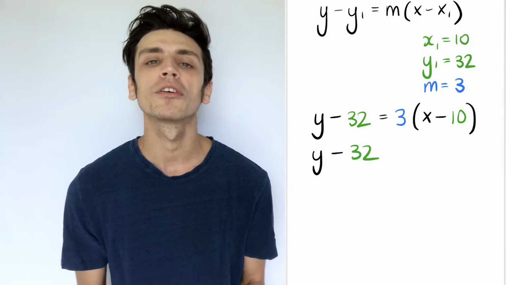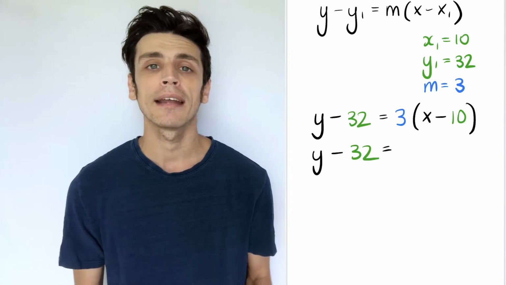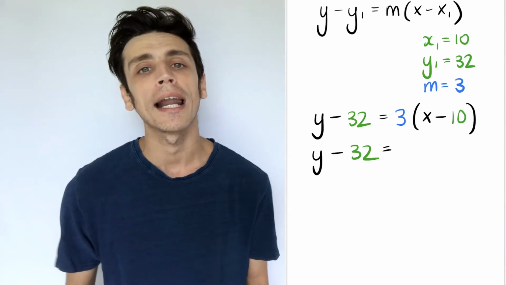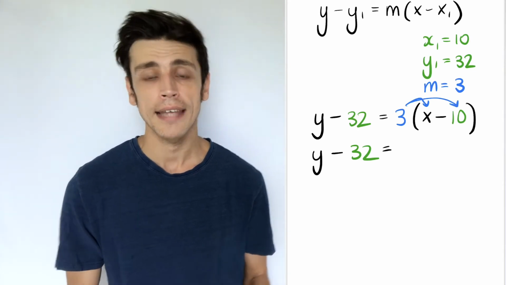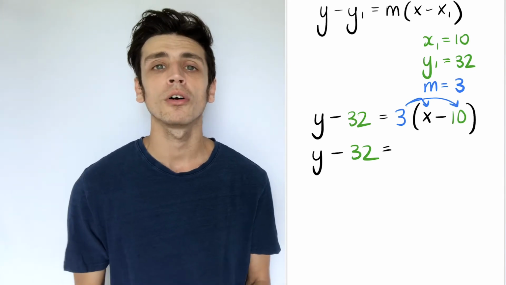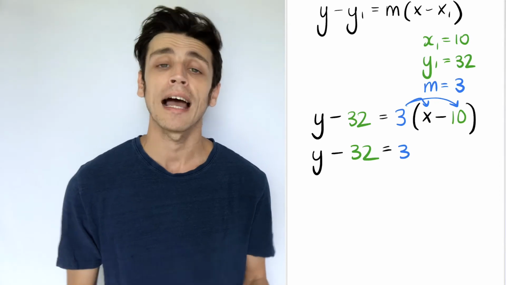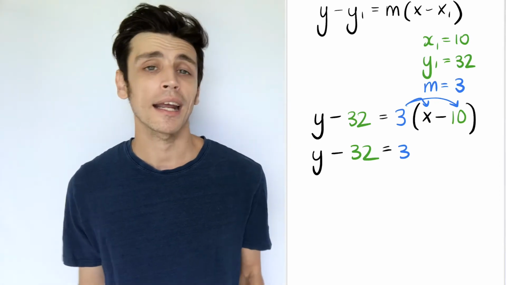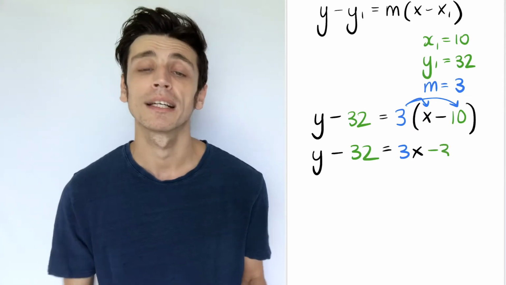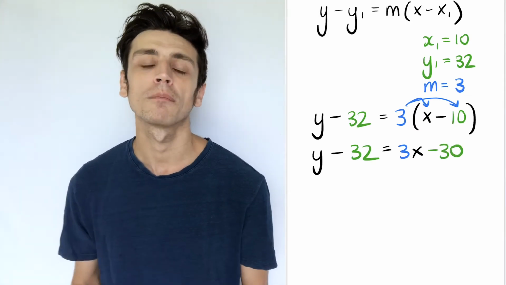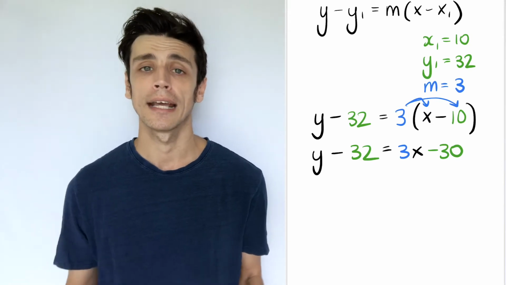So firstly what we'll do is expand the bracket that we have on the right hand side, which is our 3 multiplied by x minus 10. So using the distributive law, where we take our factor and multiply it by each component in the bracket, what's going to happen is we're going to have 3 multiplied by x, which would give us 3x, and then 3 multiplied by negative 10 would give us negative 30.